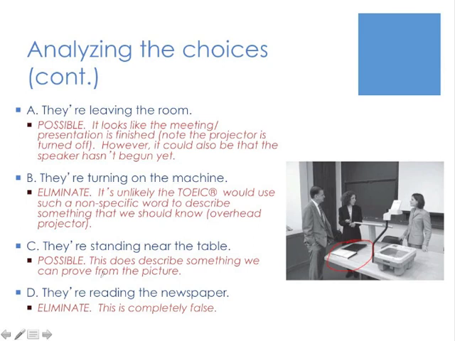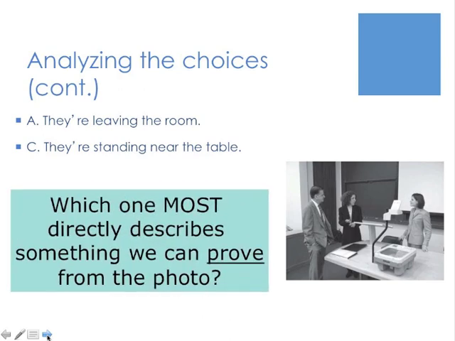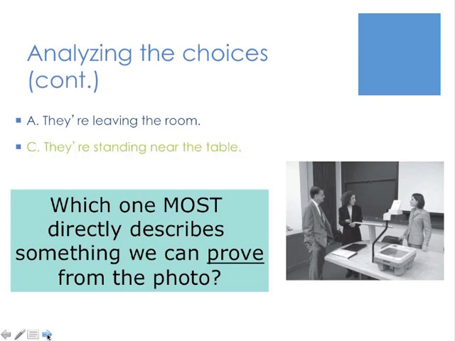So you might recall that in the previous video series, when we discussed the process of elimination, we generally would have two choices to think about. So in this case, between A and C, which one do we think most directly describes something we can prove from the photo? Well, I think we can see at this point we can't prove that they're leaving the room. We don't know if this is before or after the meeting. So in this case, our best choice is probably going to be C. They're standing near the table. And that one is the correct answer.